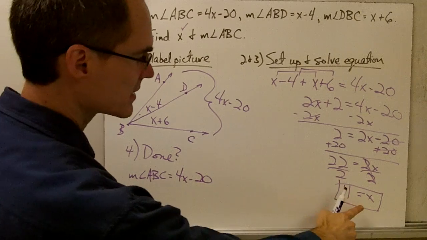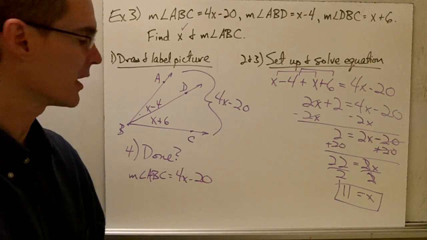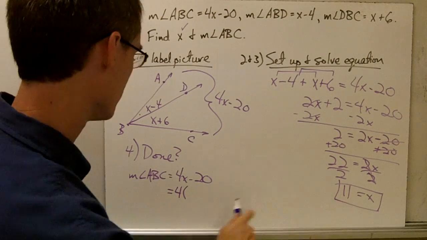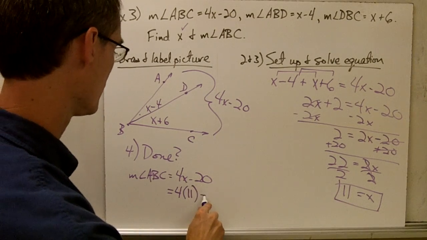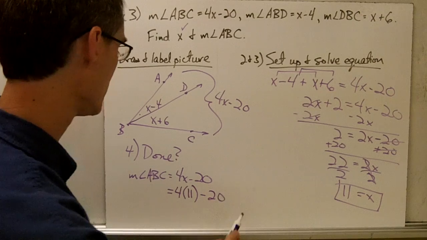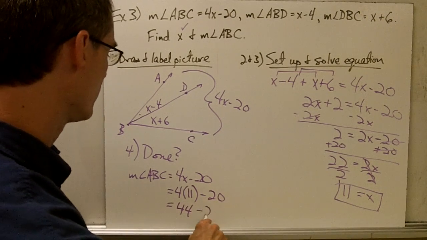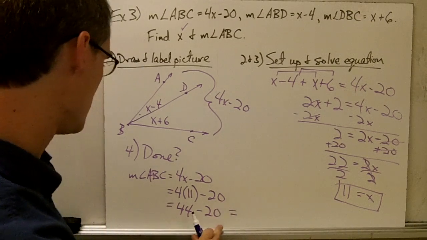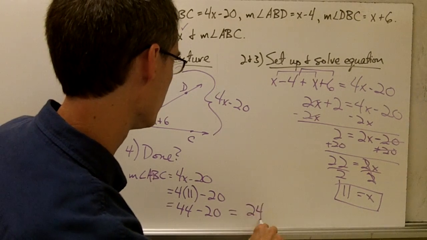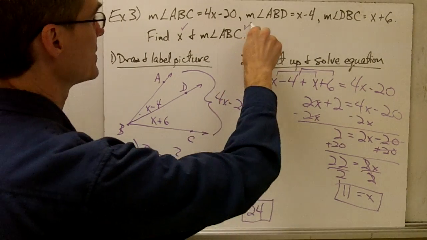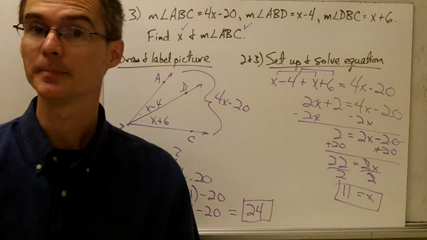Since I know what x is, I can just take my value of x and plug it in for this expression. 4 times the value of x, 4 times 11 minus 20. 4 times 11 is 44. 44 minus 20 equals 24. And now I know the measure of angle ABC, and now I'm done.